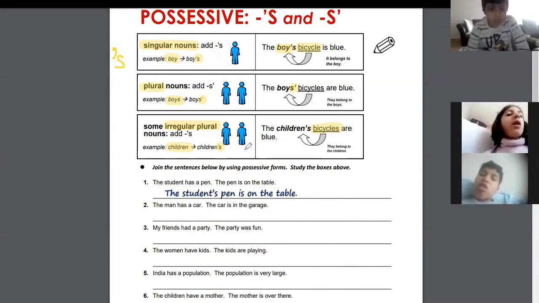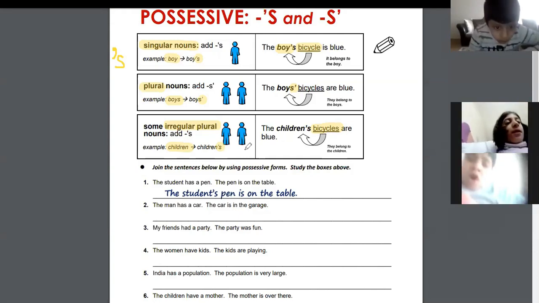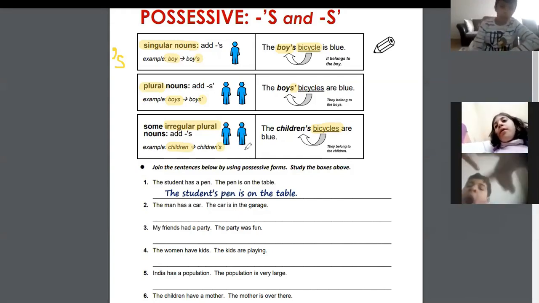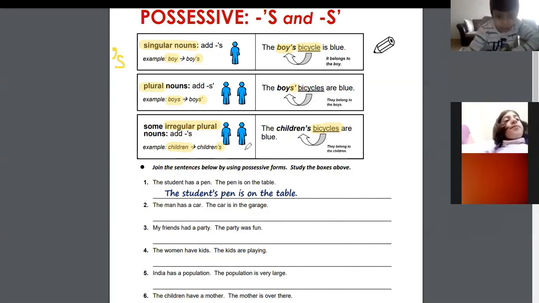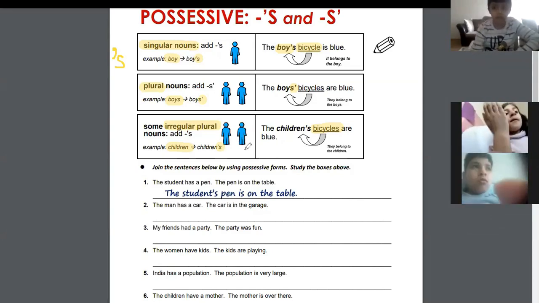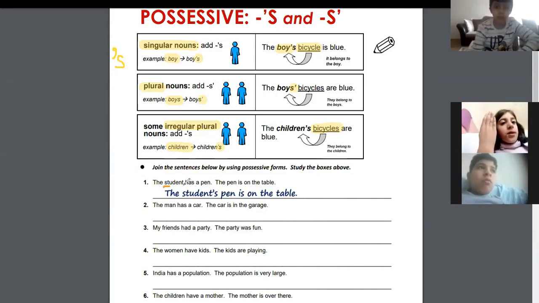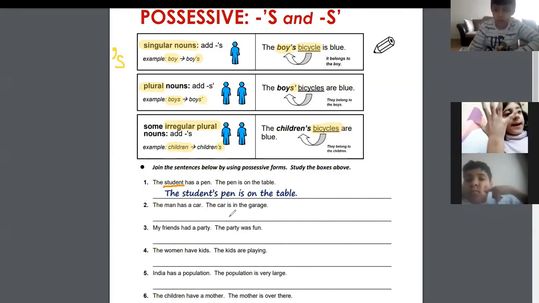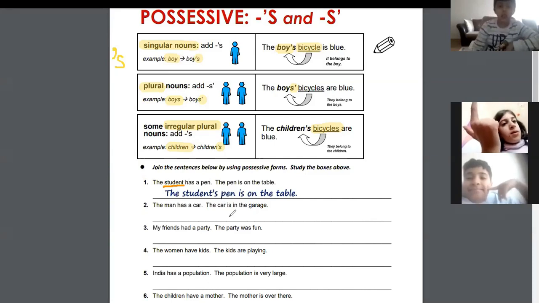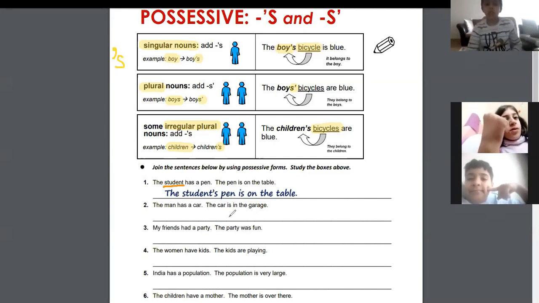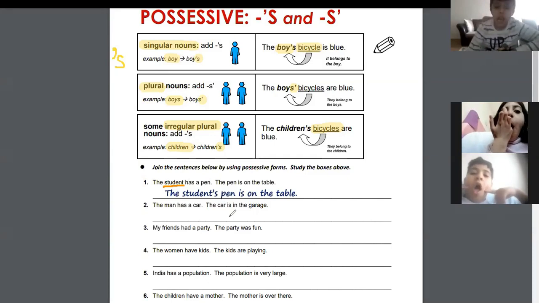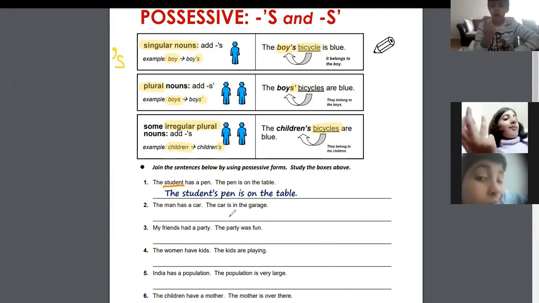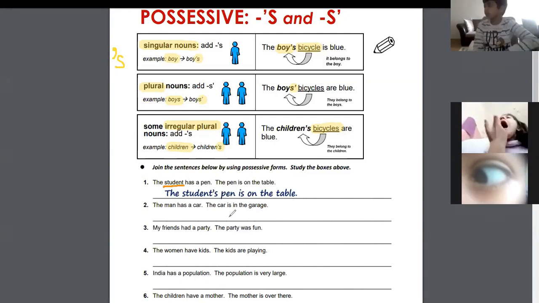Number 1. The student has a pen. The pen is on the table. Well done, Ali. So here, the noun in front of us is student. Is this singular or plural? Singular is only one. Plural is a group. Student is only one. Yes, student is only one, so it is singular.